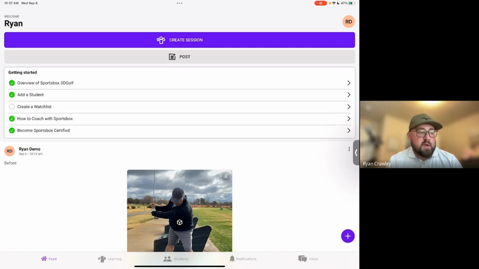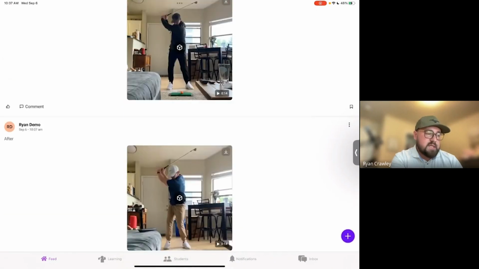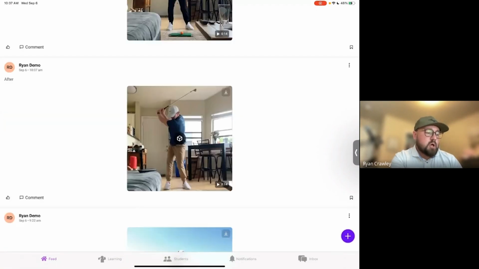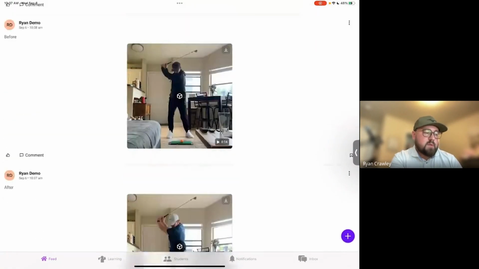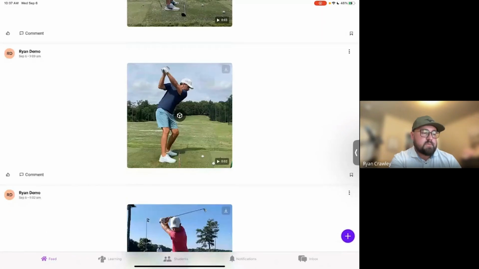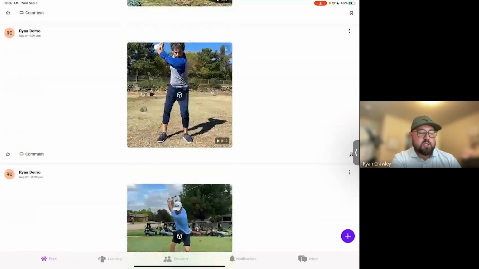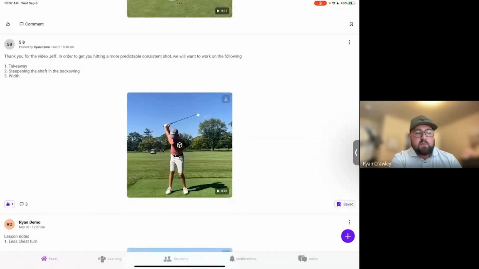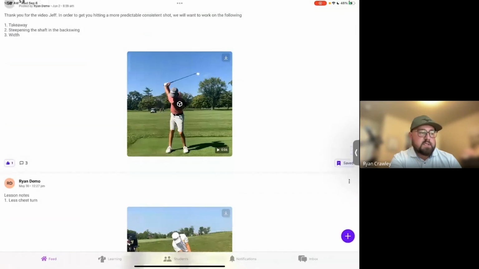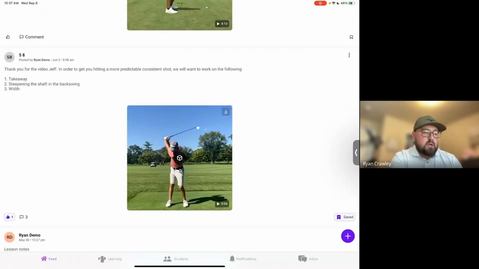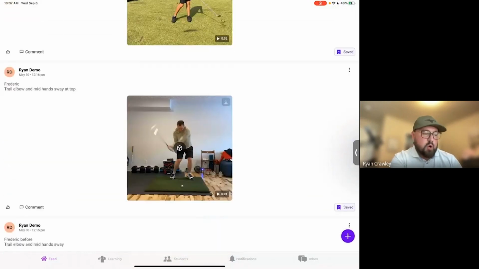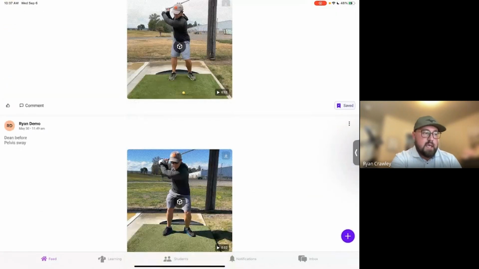This is what the Sportsbox app looks like here. You're going to be able to do both 2D and 3D analysis, which you'll see throughout the presentation. The first thing I want to show is that 2D doesn't always do it justice. There are plenty of times where we look at swings and maybe we can see it as a coach that our players just can't.